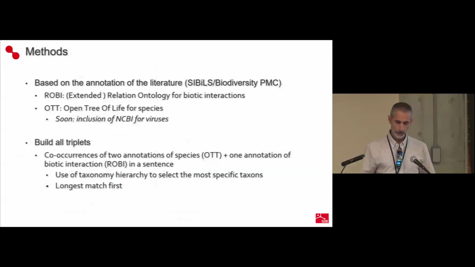So we start with the annotation of the literatures, and we use the biodiversity PMC, which is based on the SIB literature services. Everything is annotated with Open Tree of Life for species names, with links to Checklist Bank, Catalog of Life, and NCBI taxonomy, which will soon be added for viruses. And for the biotic interactions, we use Robi, an extended version of Robi. So we build triplets, which means we have all co-occurrences within a given sentence, and we can also visualize things beyond one sentence, but we focus on sentences, and we have a few heuristics to do that.